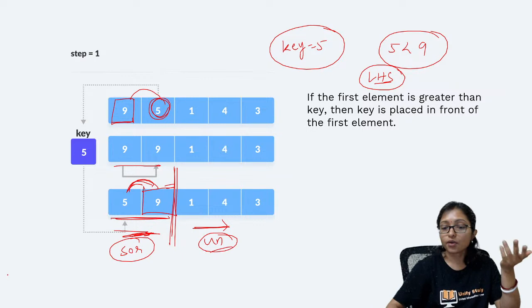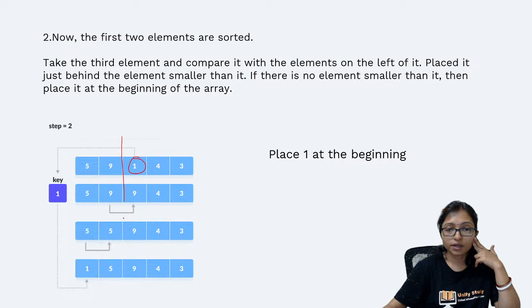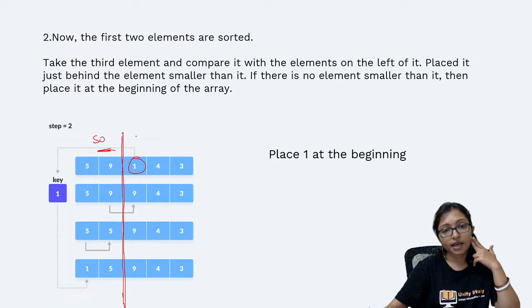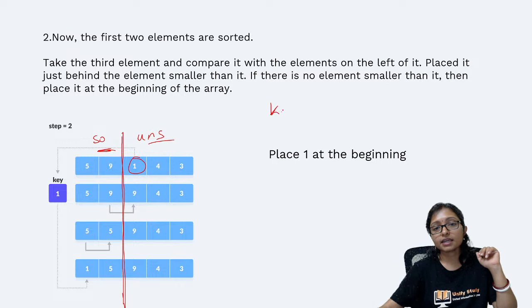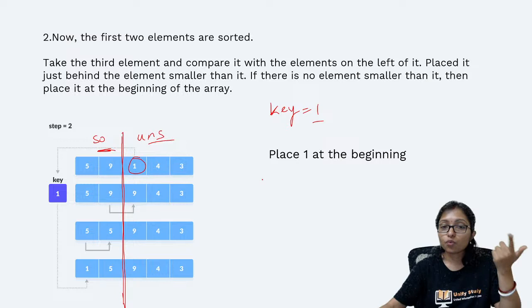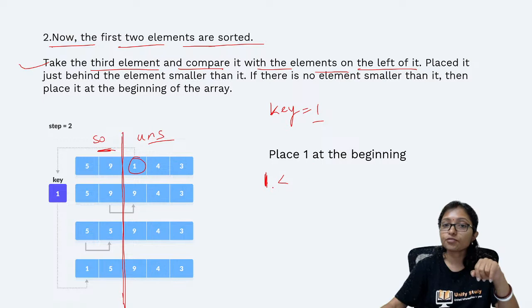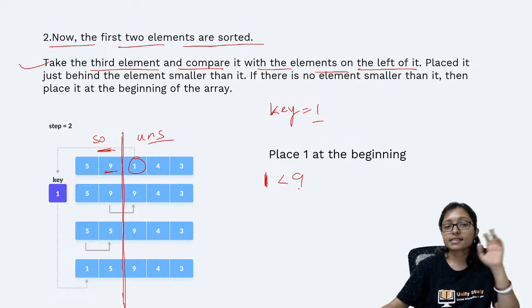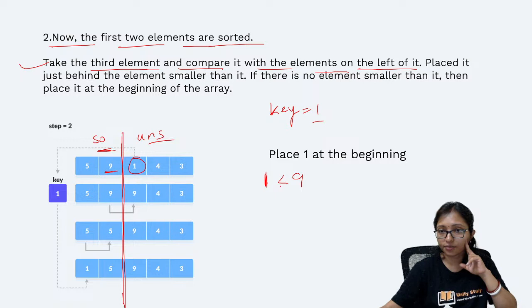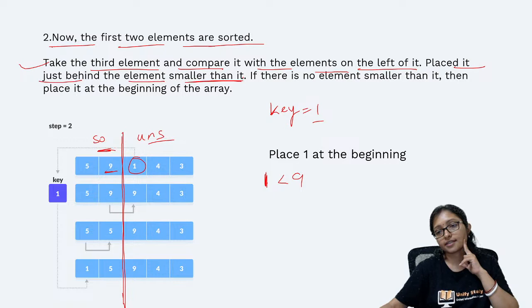Now again we will do it. Whenever we are doing this, now we are taking the key like this one, because I am thinking that this is already my sorted part and this is my unsorted part. Okay, now what is happening? I am taking key equals 1. Now I am comparing with 1. Is this key less than the last element? Take the first two elements as sorted, take the third element and compare it with the element on the left of it. So what is on the left? Left is 9. So is 1 less than 9? Yes. I am comparing with the left of it and placing it just behind the element smaller than it.